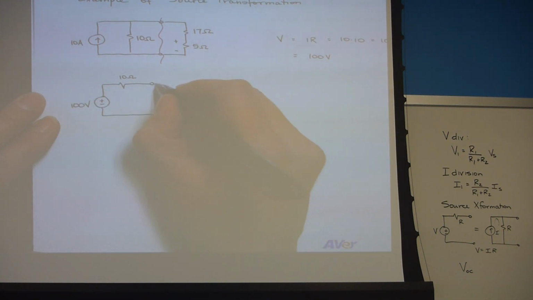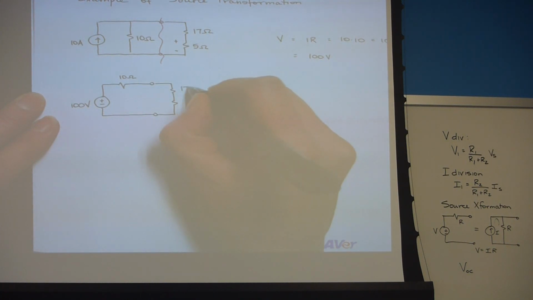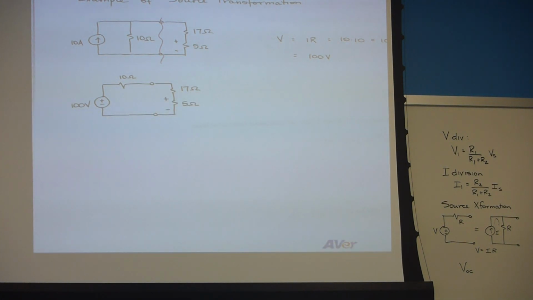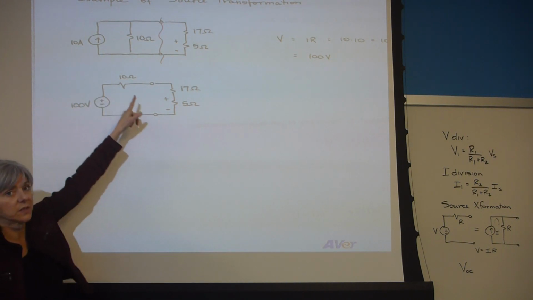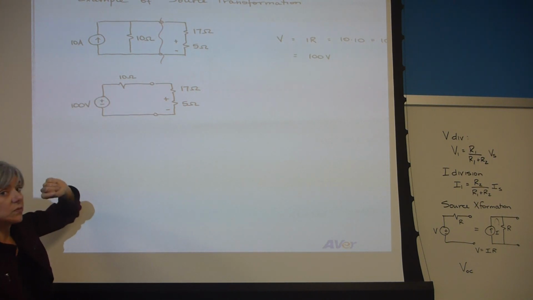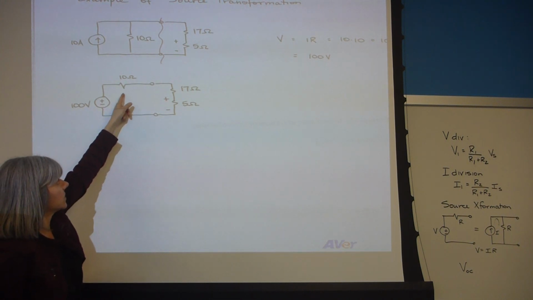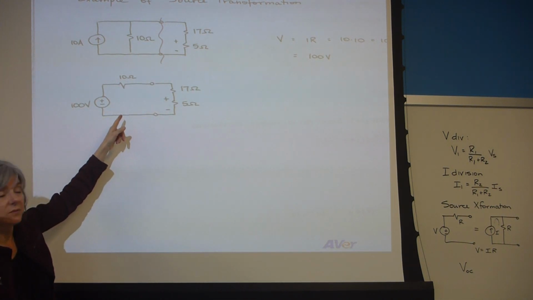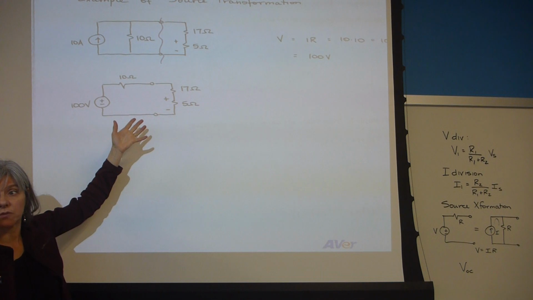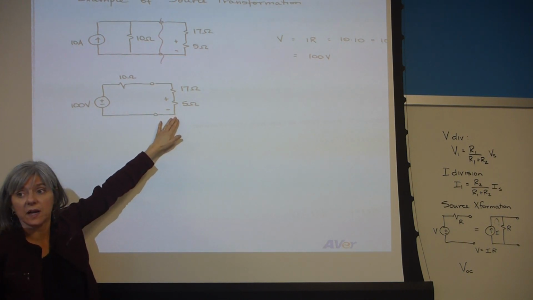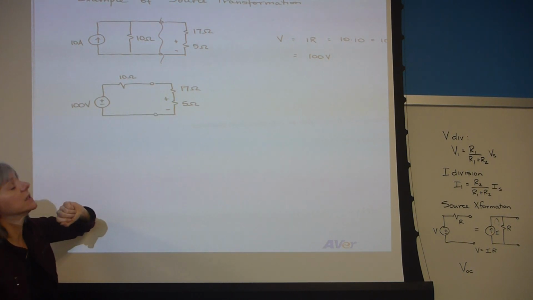And then I'm just going to connect it up to what it was connected to before. So 17 ohms, 5 ohms. I'm trying to find this. Okay, now we just have one big series circuit. We could look at this and do a KVL and sum all the voltage drops, which would allow us to solve for current. Then we know the current through the 5 ohm, and we can find it that way.